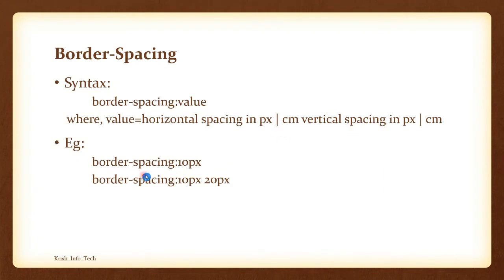Example, border-spacing 10 pixel. So when you are mentioning simply one value, both horizontal and vertical spacing are 10 pixel. When you are mentioning two values, the first one will be taken for horizontal spacing, the second one will be taken for vertical spacing. Okay, so this is how the border spacing is working.